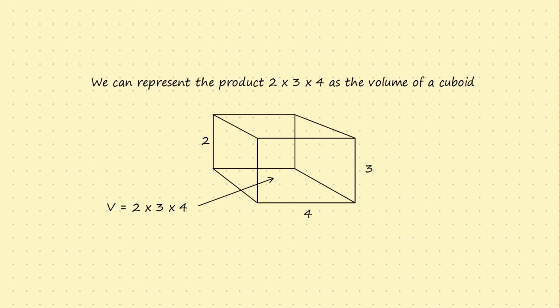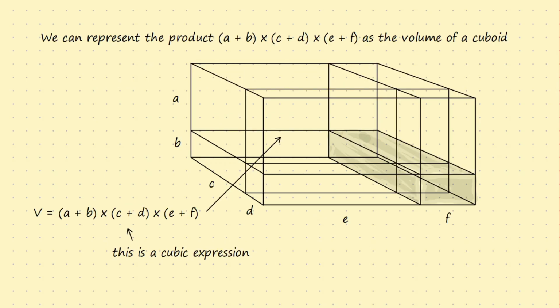We can represent the product 2 times 3 times 4 as the volume of a cuboid with sides 2, 3, and 4. So we have a cuboid with sides 2, 3, and 4, and its volume represents 2 times 3 times 4. We can represent the product a plus b times c plus d times e plus f as the volume of a cuboid with sides of those lengths.